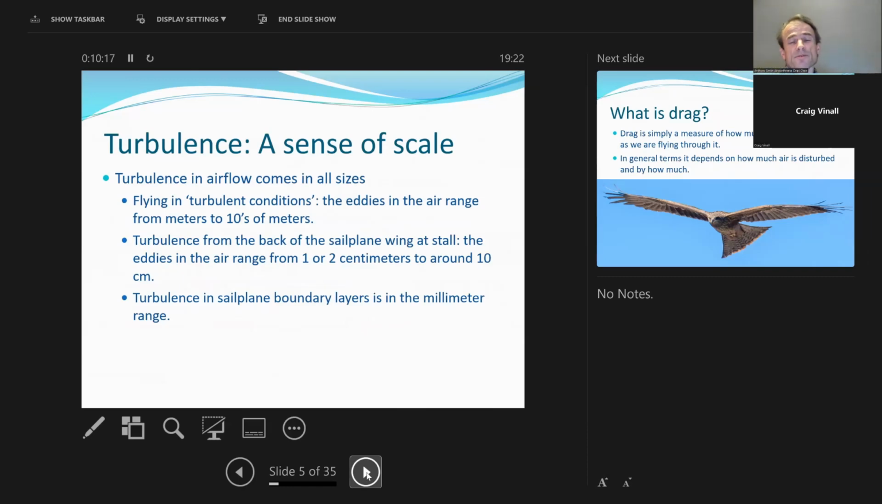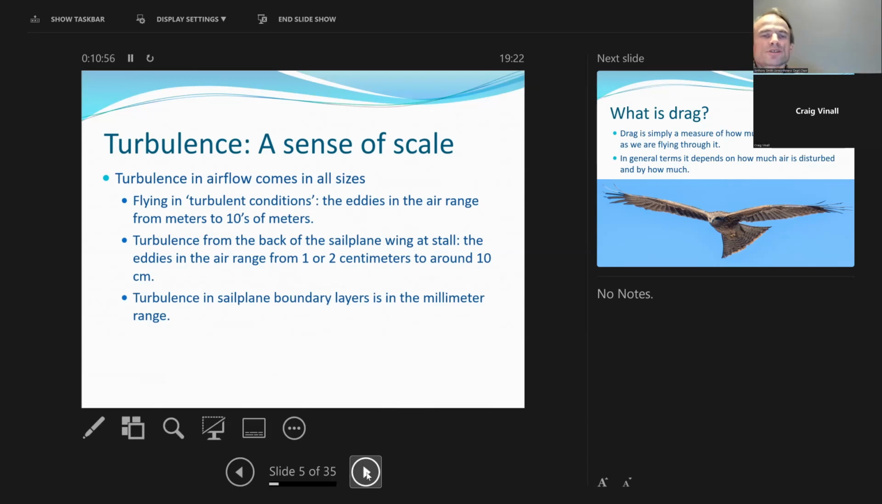The other one I want to get across is to give people a sense of scale about what turbulence is. Now, turbulence in airflow comes in all sorts of shapes and sizes. When we're flying in turbulent conditions, we're really talking about flying through eddies in the air that will range from meters to tens of meters in scale. That's what it means when you're flying through turbulent air. You've got these big curls and movements of air in those sorts of scales.